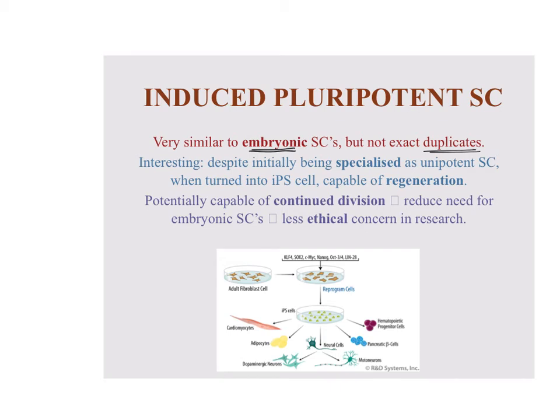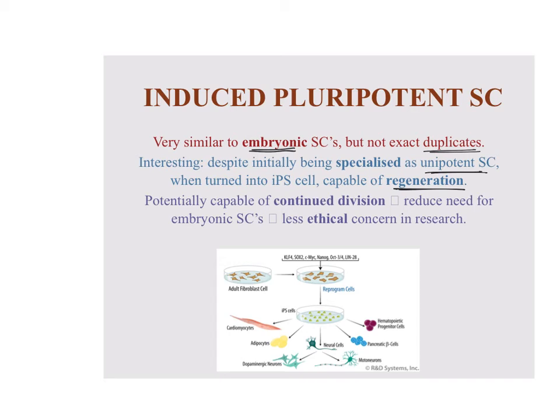Okay, but the interesting thing about these iPS cells is that despite being specialised as those unipotent stem cells before they reversed, if we turn them into an iPS cell, they're able to regenerate. So they can actually undergo mitosis. And now normally, you should have seen in the mitosis lesson in module 2, when a cell specialises, it can't undergo mitosis, it leaves the cell cycle.